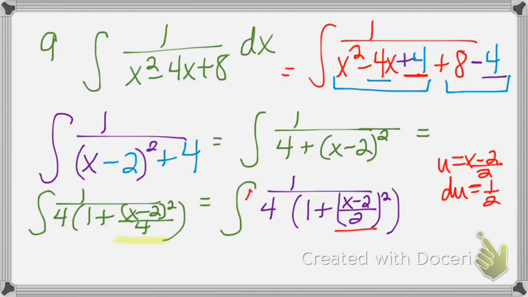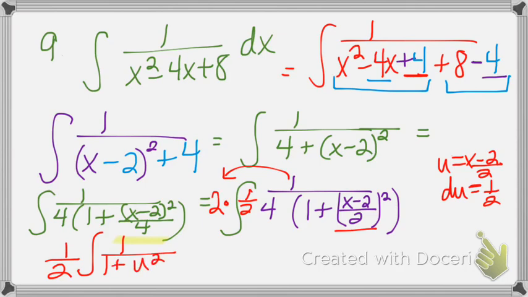So I have to put in the 1/2, take out a 2, and that 1/4 can come out there with the 2. So I end up with 1/2 integral 1 over 1 plus u squared, which is 1/2 arctan of u, or x minus 2 over 2.